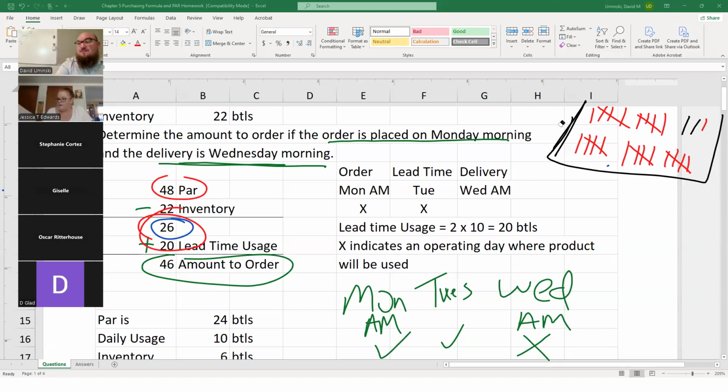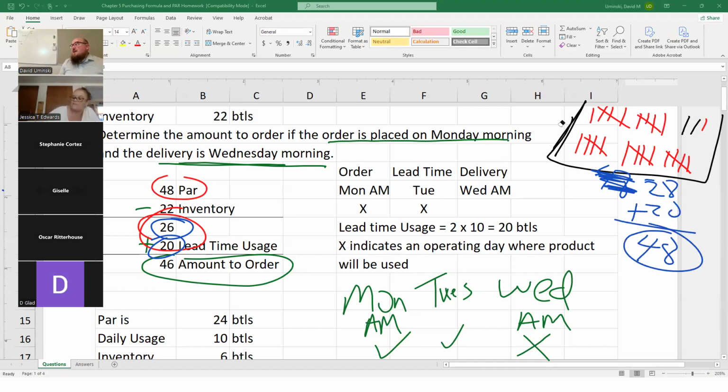So I have a total of 48 bottles when I add in those 20 bottles right here. I've got 28 plus those 20 bottles that I should have ordered, and that's my par of 48. Okay, so that's why we want to add in that lead time usage. You want to take into consideration the amount of product we're going to use between the time that we order it and the time that it's actually delivered. Okay, so let's do a couple more examples.